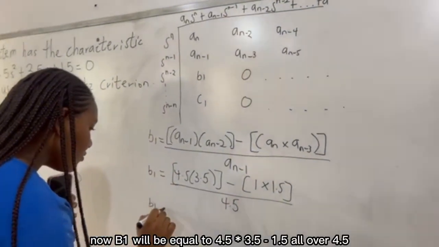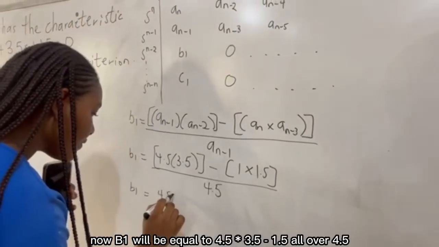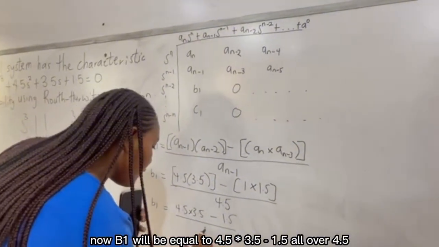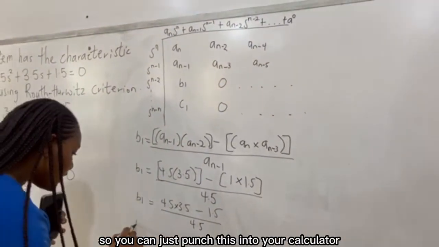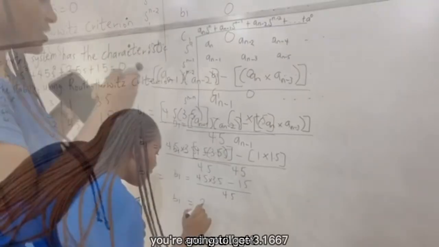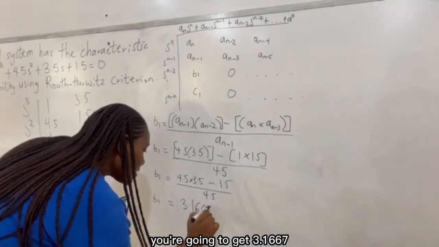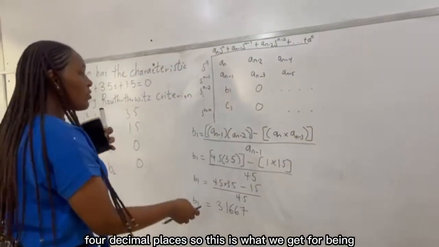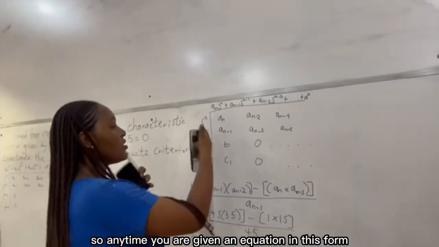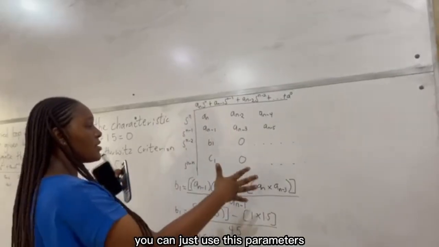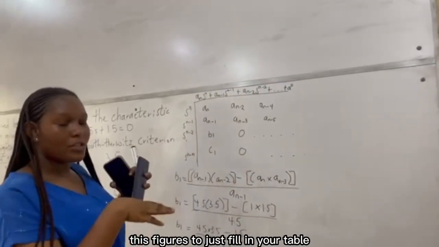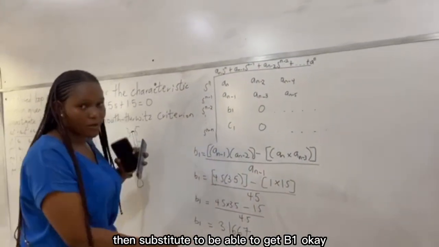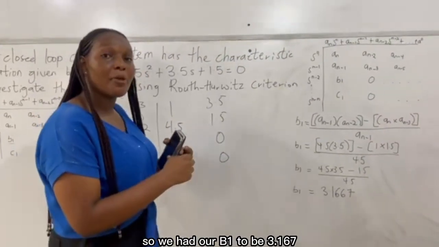Now B1 will be equal to 4.5 times 3.5 minus 1.5 all over 4.5. So you can just punch this into your calculator and you will get 3.1667. It's always advisable to leave your answer in 4 decimal places. So this is what we get for B1. Anytime you are given an equation in this form, you can just use these parameters, these figures to fill in your table. Then for you to be able to find B1, use this expression, then substitute to be able to get B1. Okay, so we had our B1 to be 3.1667.